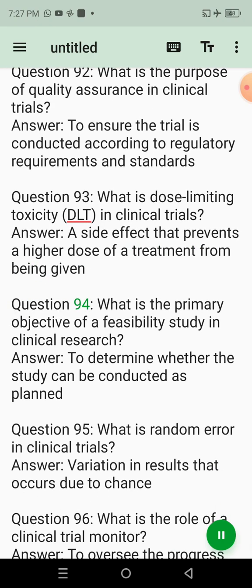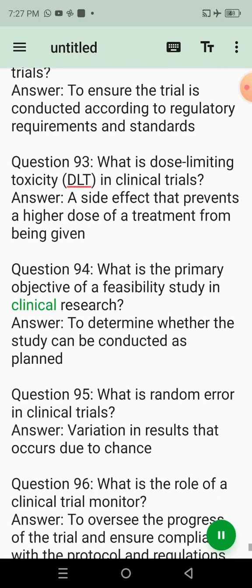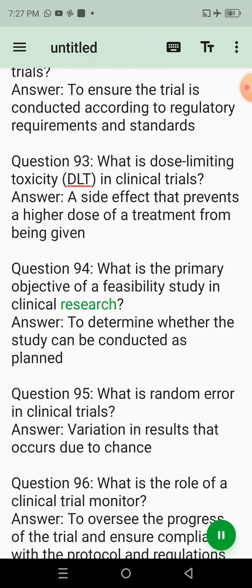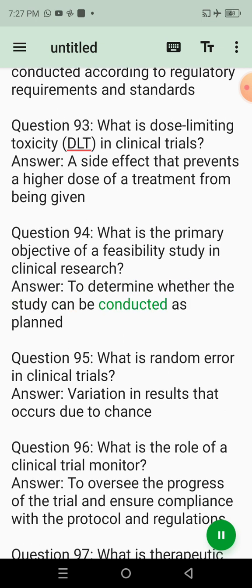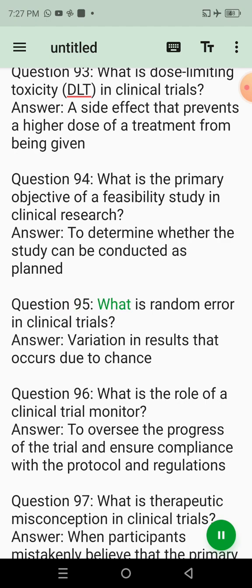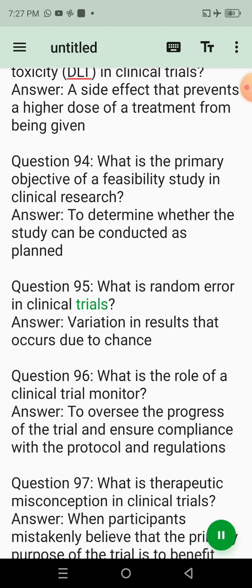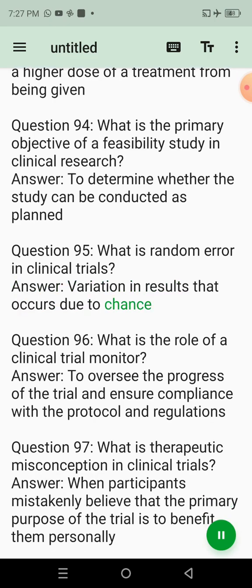Question 94. What is the primary objective of a feasibility study in clinical research? Answer: to determine whether the study can be conducted as planned. Question 95. What is random error in clinical trials? Answer: variation in results that occurs due to chance.